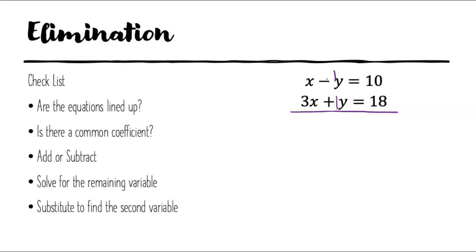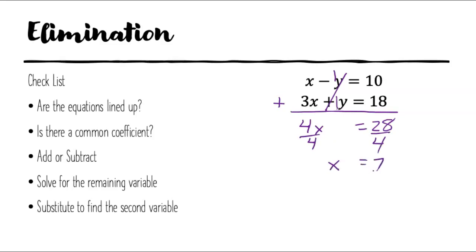So that's going to work. Those are opposites, or additive inverses. So we're just going to add everything up. x and 3x, yep, 4x. Negative y and positive y cancel. Keep the equals. 10 and 18 add to 28. Now we're going to divide both sides by 4. We know that x is 7.